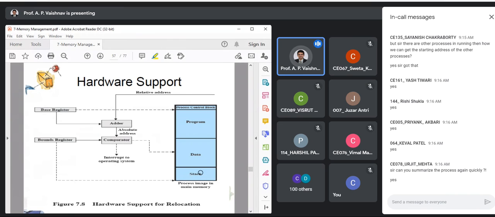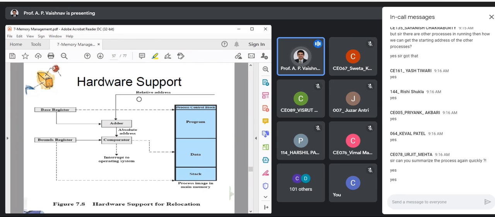Yeah. So I'll again repeat. Whenever you are encountering a jump instruction that is having a relative address, let us say 50H, now that 50H is not a physical address. Agreed, Urjit? So we have to convert that to a physical address. How do we do that?